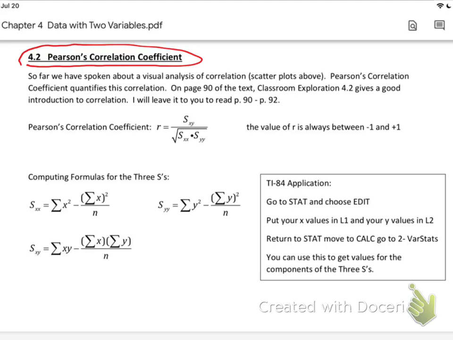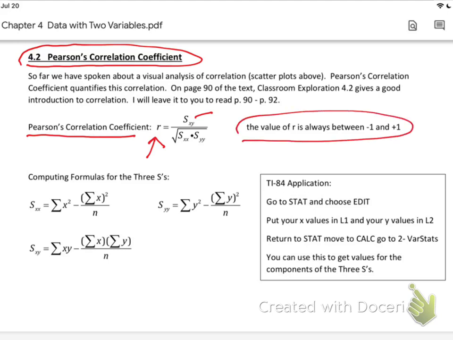Pearson's correlation coefficient is represented as this R. This R can be attained by having S of XY and dividing that by the square root of the product of SXX times SYY. And that value will be between -1 and +1 every single time. That all looks kind of Greek with subscripts and values that I'm not sure what it even means. So let's talk about these three S's, the three sisters.